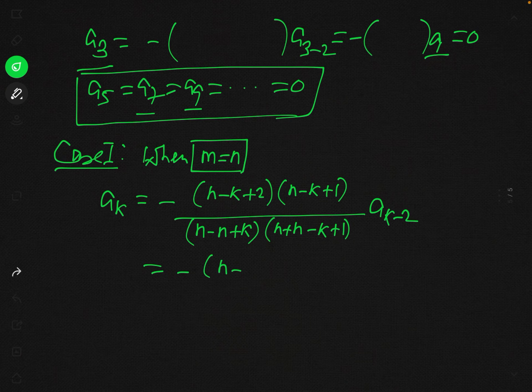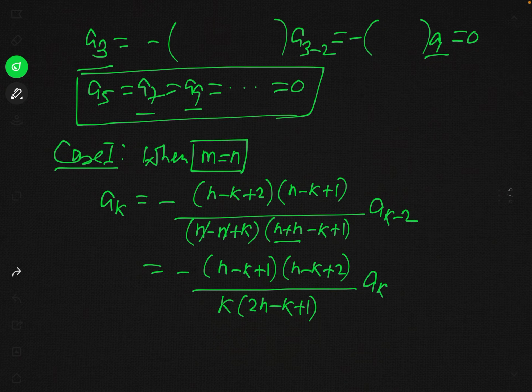Now simplify it. You can see this will be minus n minus k plus 1 into n minus k plus 2, divided by, here this n and n will cancel out and this will be 2n, so this is k into 2n minus k plus 1, into a k minus 2. So this will be our recurrence relation when we consider the first root of the indicial equation, m equal to n.